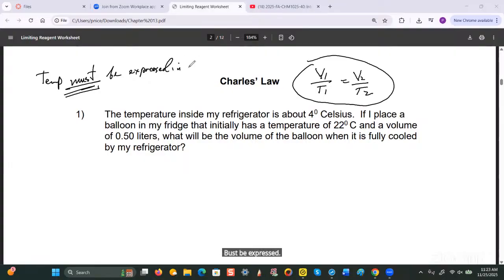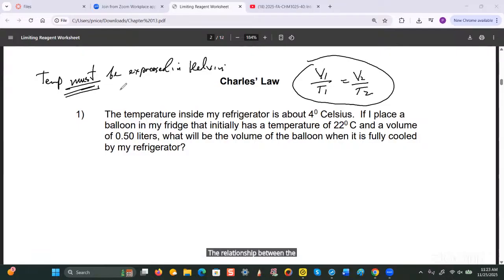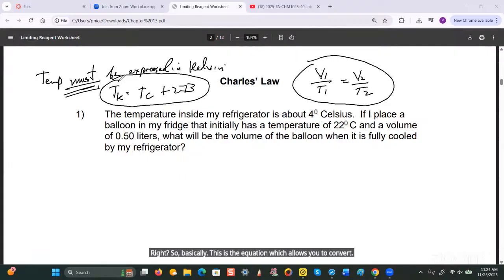Now, one particular thing you need to pay attention to when it comes to Charles law is that the temperature in this law must, and let me underline that because that's very important, must be expressed in Kelvin. The relationship between the Kelvin unit and the Celsius unit is this. Temperature in Kelvin, TK, is equal to the temperature in Celsius plus 273. So this is the equation which allows you to convert from Celsius to Kelvin, adding the Celsius value to 273 to get the corresponding Kelvin value.